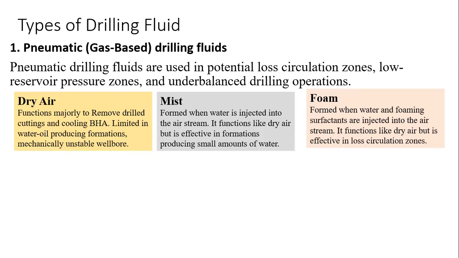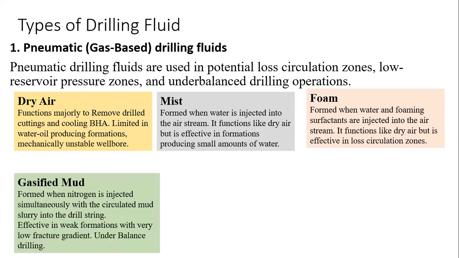So continuing with the foam, the foam has more dense properties than the dry air and the mist. It functions like the dry air, but it's more effective in the lost circulation zones, in the sense that because of its density, it does not allow free flow into the formation. So that is one advantage of the foam over the other types.